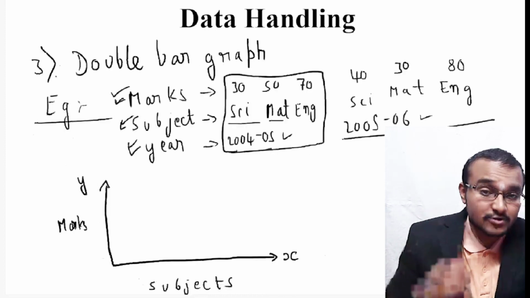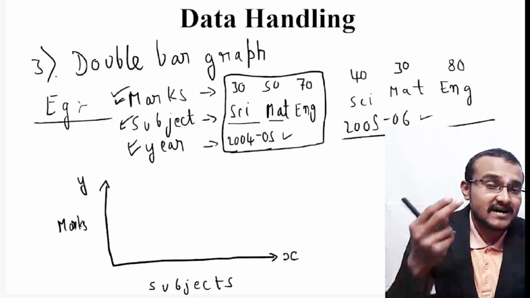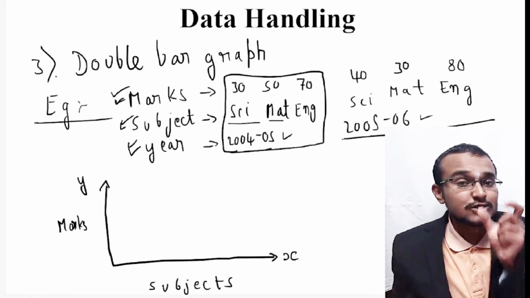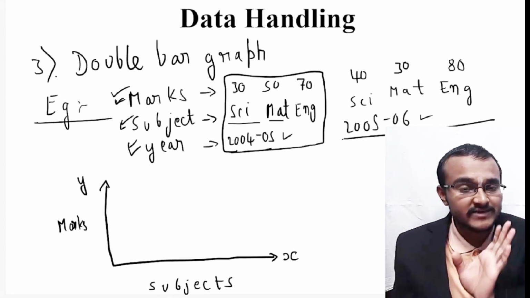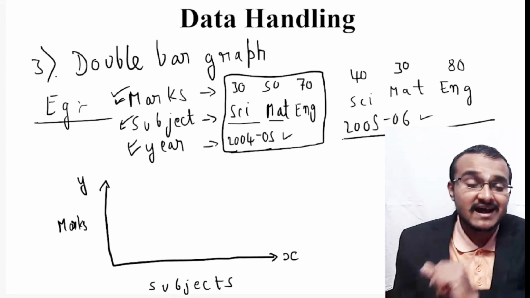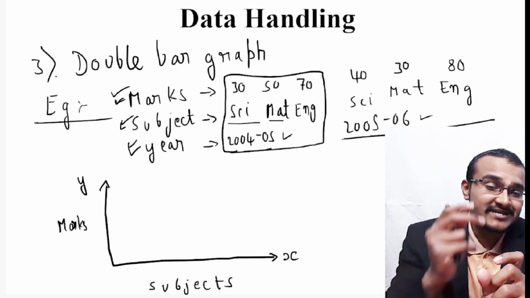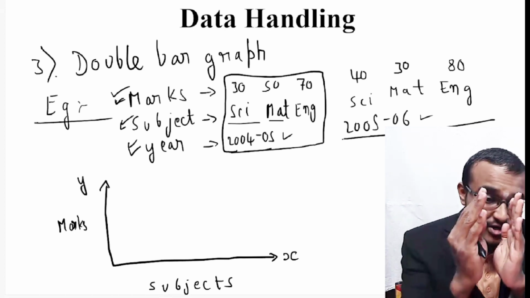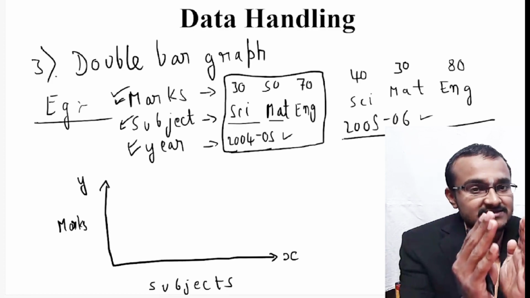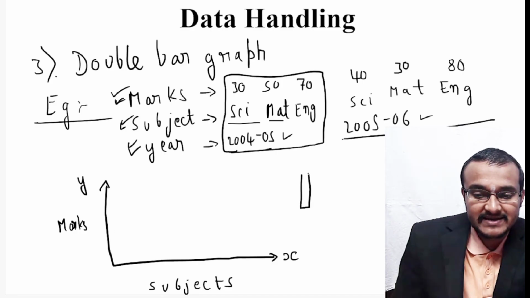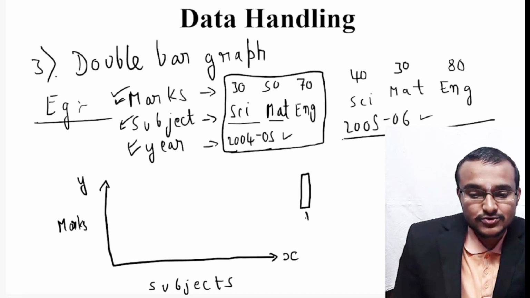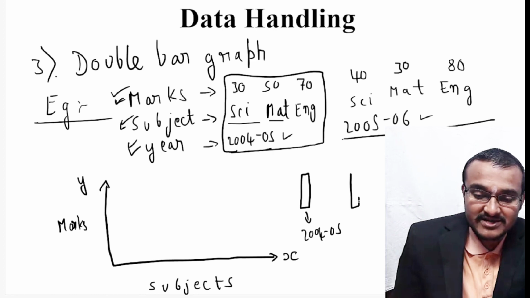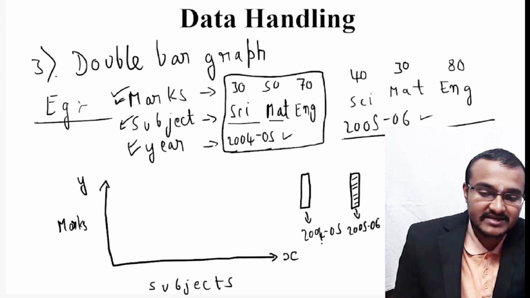Here you have two more data sets which you should express in this graph, that is two academic years. One is 2004 to 2005 and the other is 2005 to 2006. At this point you can take two bars at the same point on the x-axis. Let's say this particular rectangle represents the 2004 to 2005 academic year, and this shaded rectangle will represent the 2005 to 2006 academic year.